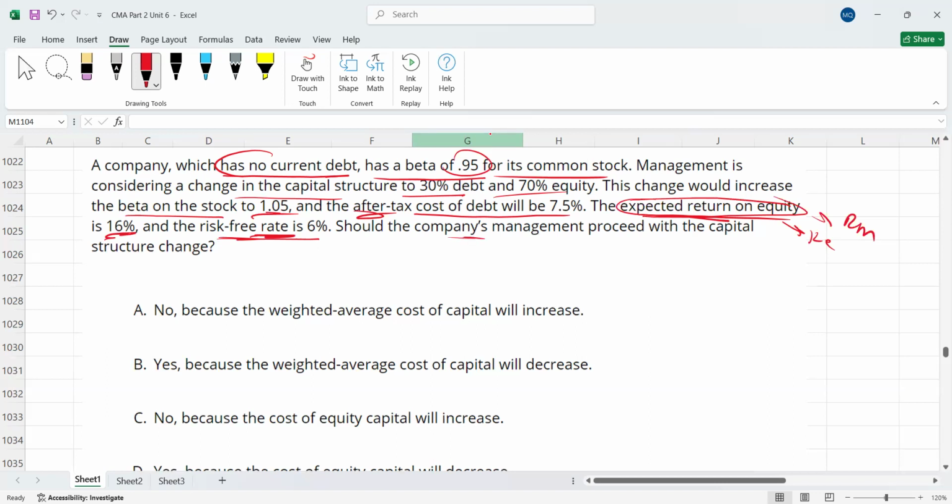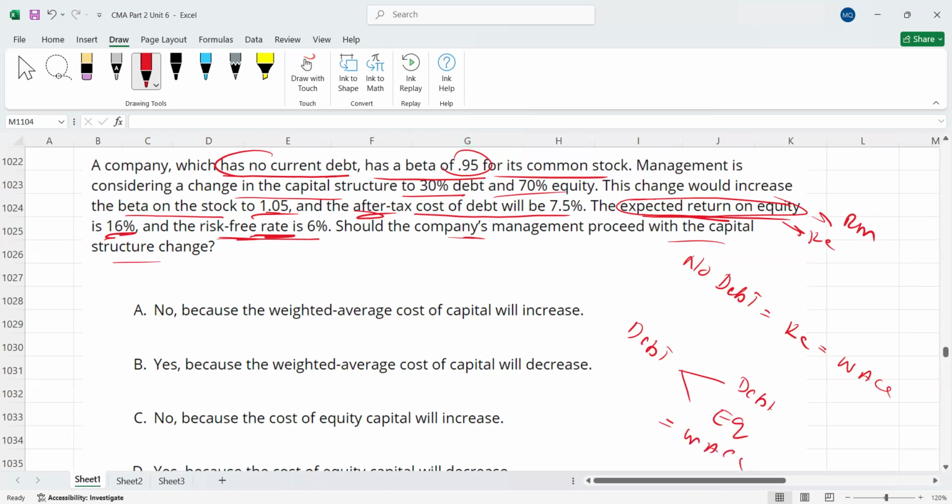Should the company management proceed with the capital structure change? Notice that previously you don't have debt, only equity, and in case of no debt the cost of equity becomes your weighted average cost of capital. Once you introduce debt, the debt cost plus the equity cost becomes your weighted average cost of capital. This is the main point.